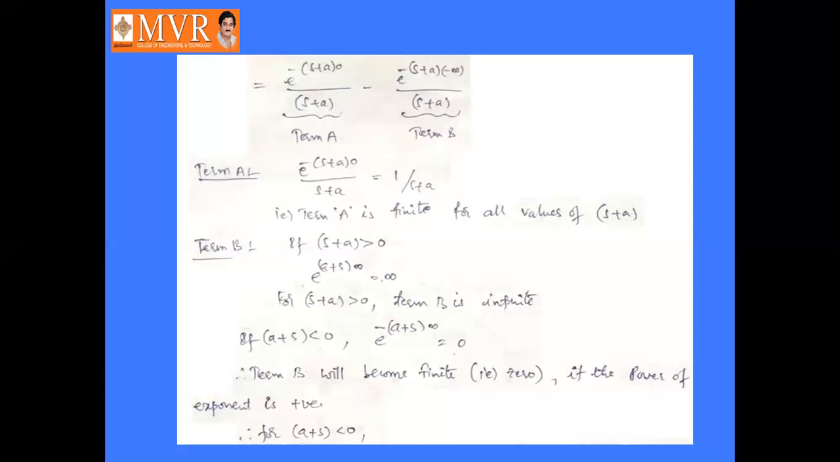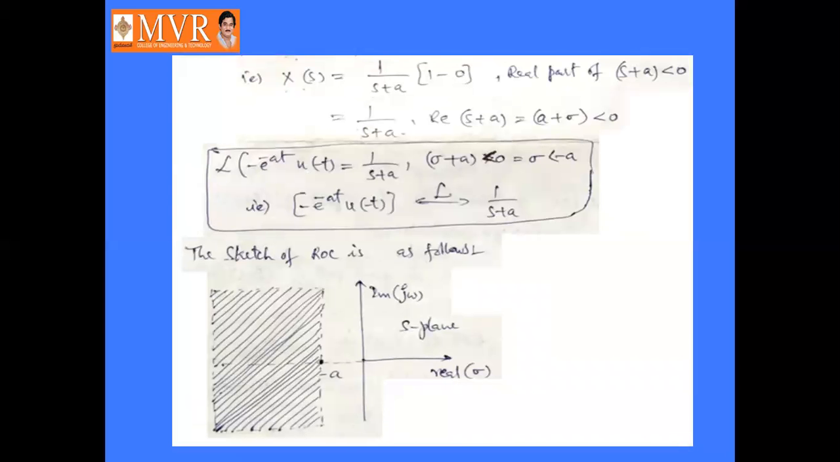So term B will become finite if s plus a is less than 0, we'll get some finite value. So x of s is equal to 1 by s plus a into 1 minus 0. So here s plus a is less than 0, that is s is less than minus a, or real part of s, that is sigma is less than minus a, that is the ROC. So its value is 1 by s plus a, and sigma is less than minus a.